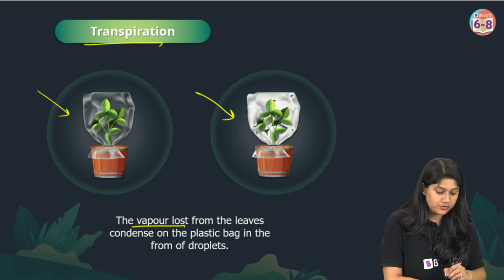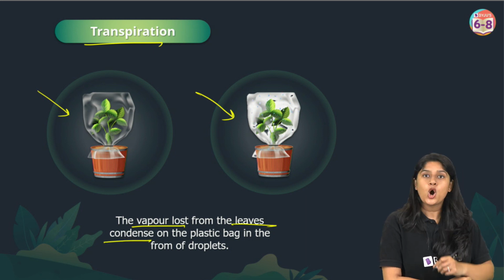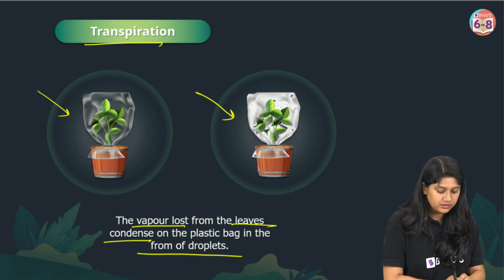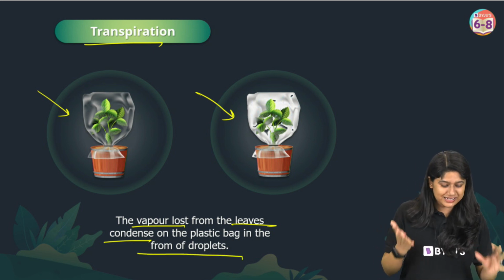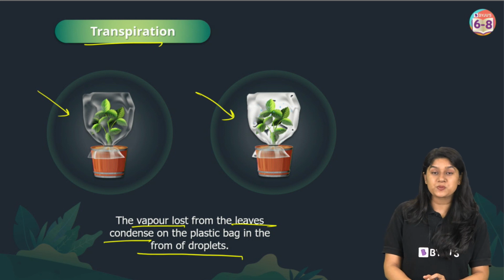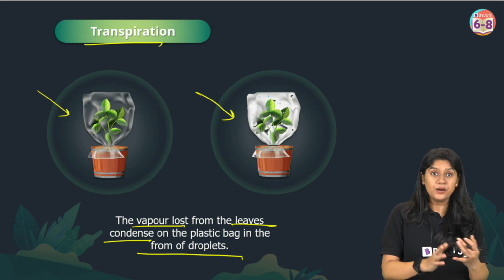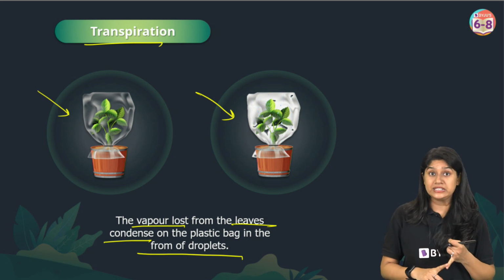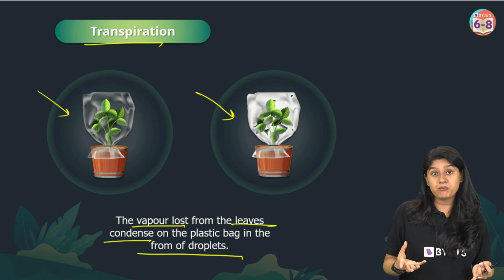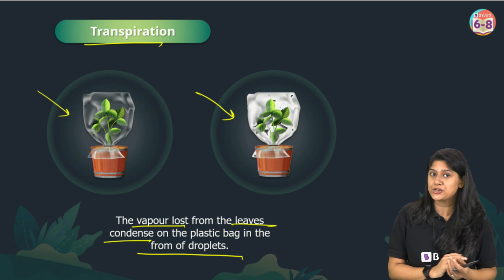So the vapor loss from the leaves condensed on the plastic bag and of course forms droplets. Of course, that clearly helps us to understand that the transpiration process is happening. So we are clear with the structure of a leaf. We are clear about why the leaves are important, and now we have understood about transpiration also.